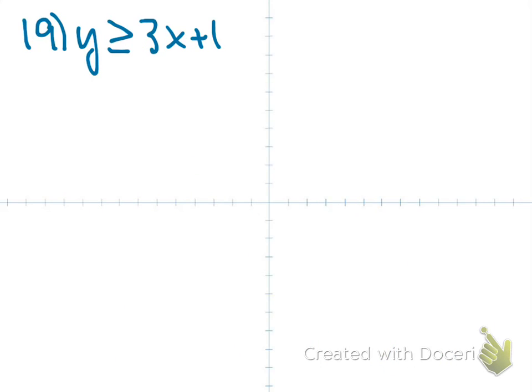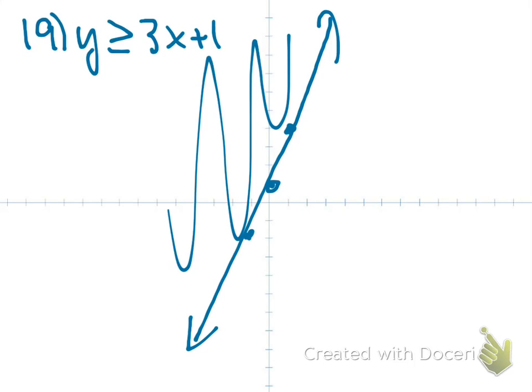3x plus 1, again, notice here there's another solid line that should be shaded above. So here's positive 1, 1, 2, 3, up 1 over 1. And again, I should be seeing a line that goes solid, shade above.